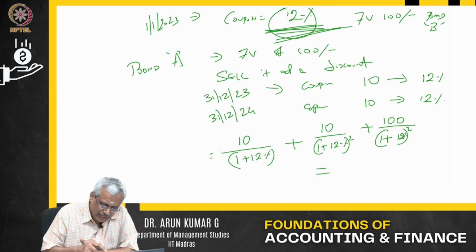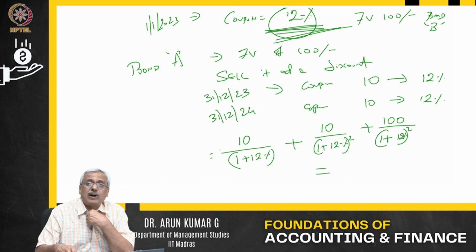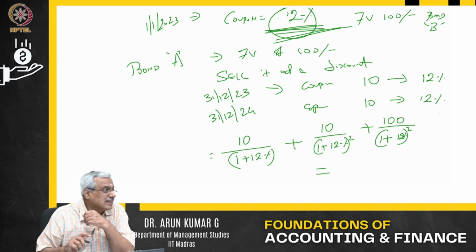So I am discounting this $10 at 12%, which I get at the end of 1 year. The next $10 I get at the end of 2 years, so I discount it for 2 years. And the $100 face value of the bond, which I get at the end of 2 years, I discount at the same 12% because my expected return is 12%. So if you basically do this, have you calculated, Suhail?